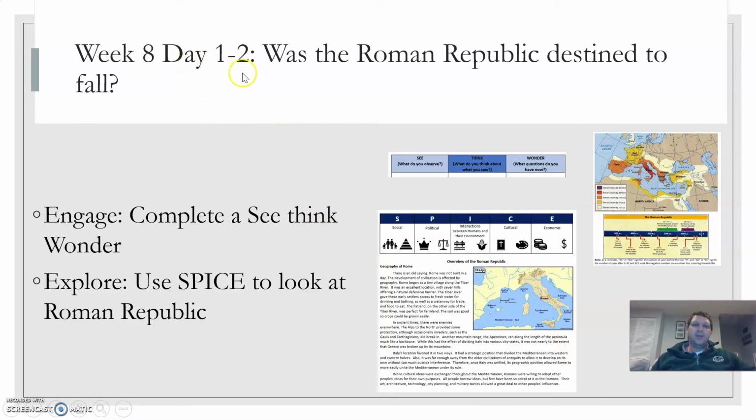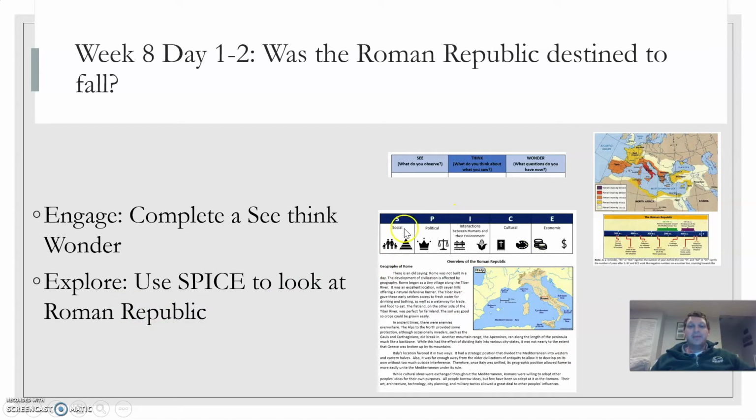Week 8, day 1 and 2, our focus question for this is, was the Roman Republic destined to fall? You're going to start with an engage, a see, think, and wonder about the maps, really it's the images you just saw. And then you explore, using SPICE to look at the Roman Republic. So before the empire rises, I feel like I'm watching Star Wars. What about the Republic? You're going to annotate it using the SPICEs.